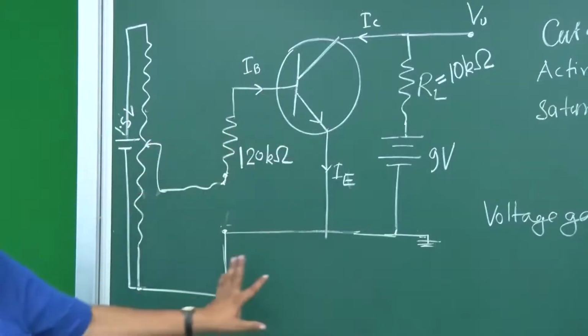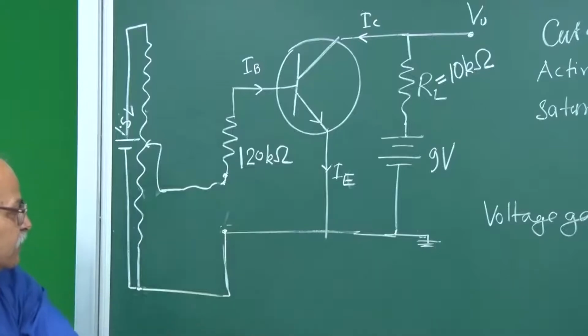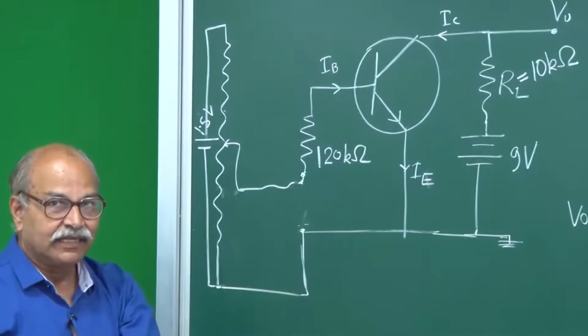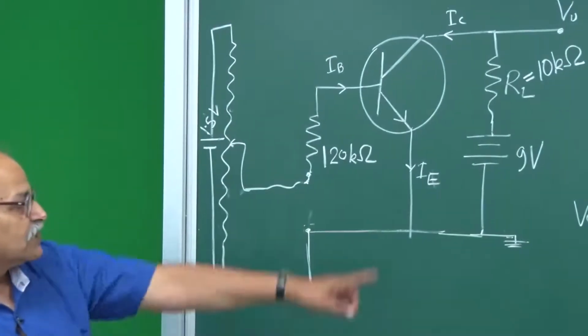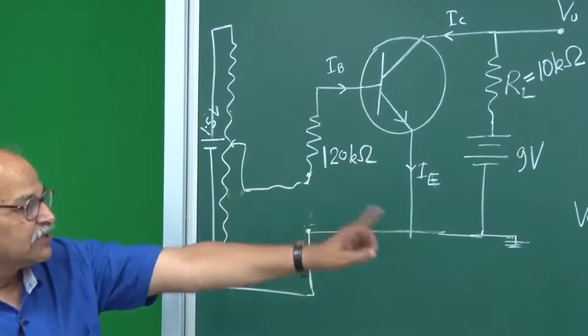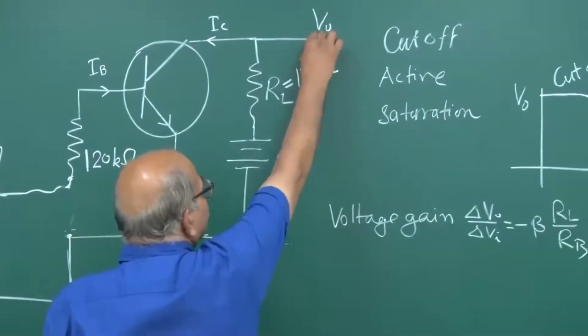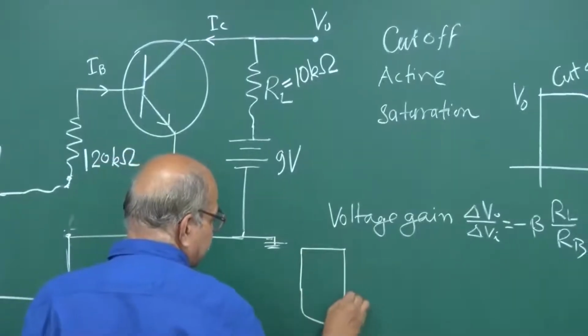Keep this circuit in mind and see how this circuit is being assembled here, and follow each step closely to see how things are connected, and then we will make measurements. Measurement of what? Measurement of this VO and measurement of this VI. To measure this VO, we will take a multimeter.